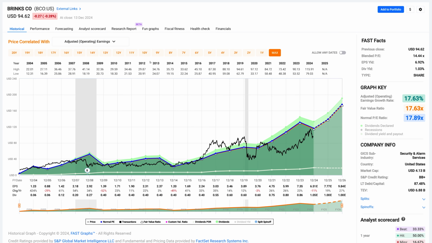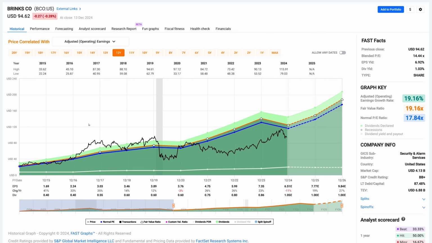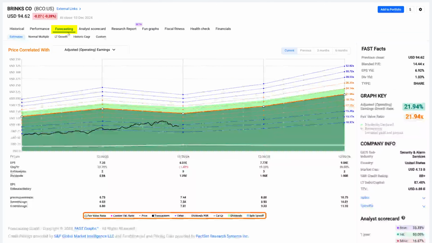The next one here is Brinks Company, Security and Alarm Services. You can see a very high correlation between price and value, the value being the orange or the blue line. It's been about a 17% grower long term. More recently, it's even been a 19% grower. Looking at forecasting on the stock, it's expected to grow at 22%. So this is kind of intriguing.